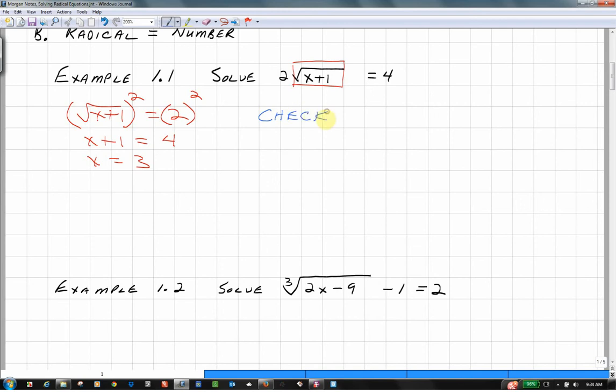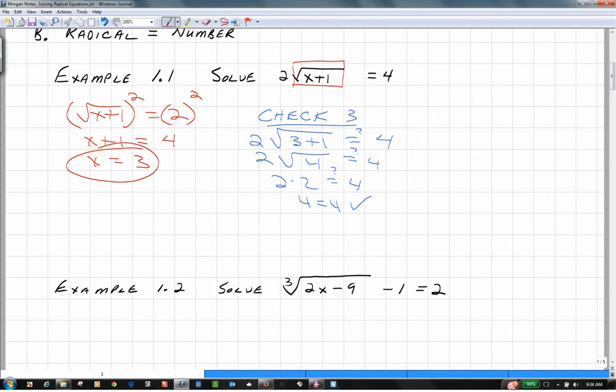You guys need to show the check in your work. So I'm going to check 3. So I've got 2 times 3 plus 1. Is that equal to 4? So I've got 2 times the square root of 4. Is that equal to 4? 2 times 2, is that equal to 4? 4 is equal to 4. Check. So it's a good solution. I'll circle it.